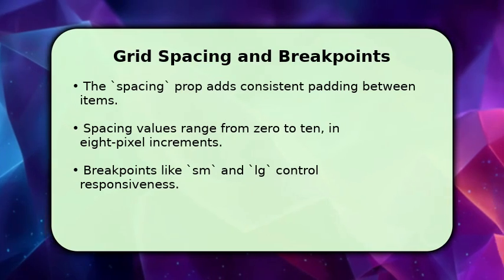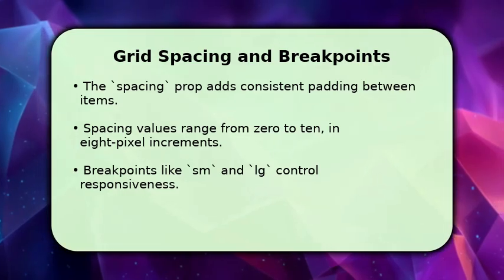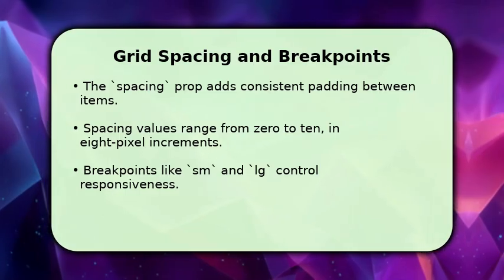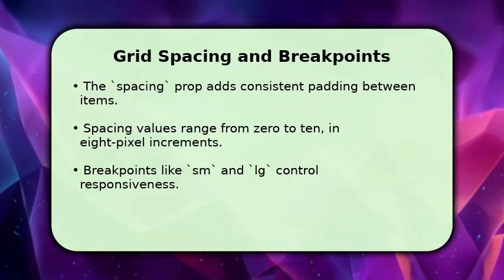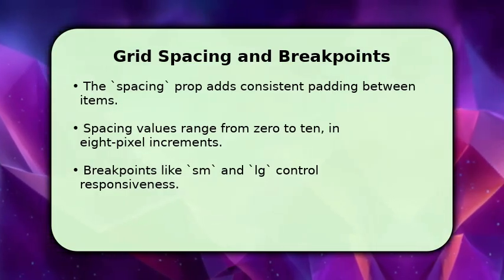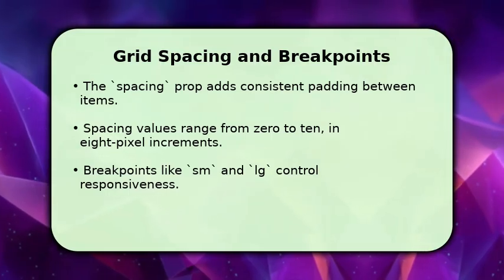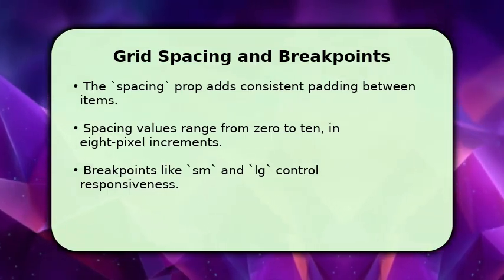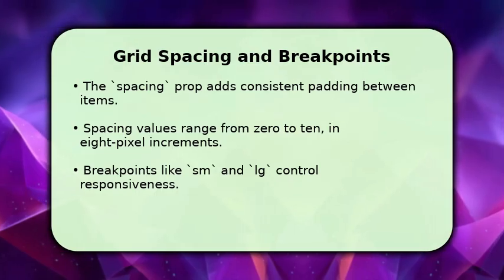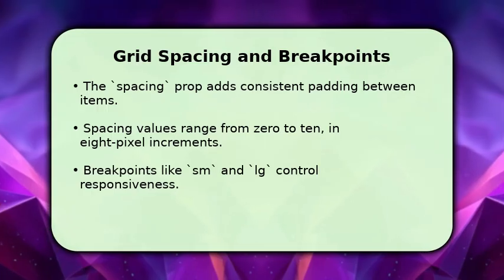Material UI's grid offers excellent control over spacing and responsiveness. The spacing prop allows you to add consistent padding between your grid items, with values ranging from 0 to 10, where each unit represents 8 pixels. This provides a total of 80 pixels of maximum spacing. Furthermore, breakpoints such as SM for small screens and LG for large screens are crucial for responsive design, letting you specify different column widths for various device sizes.